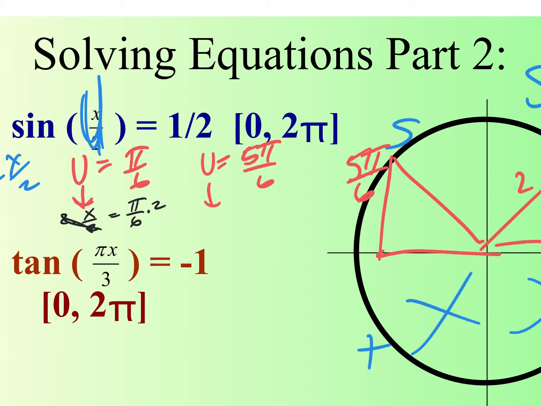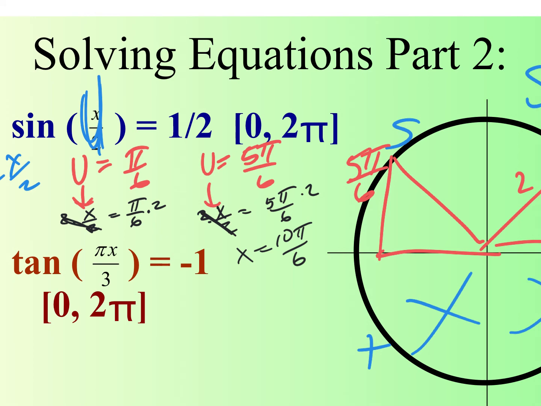Raise your hand if you had that one right. Sweet. On the other side, again, I swap it out for x over 2 equals 5 pi over 6, times 2 on both sides. 10 pi over 6, which yes can be reduced. 5 pi over 3. I hope that one went a lot better than the last one.